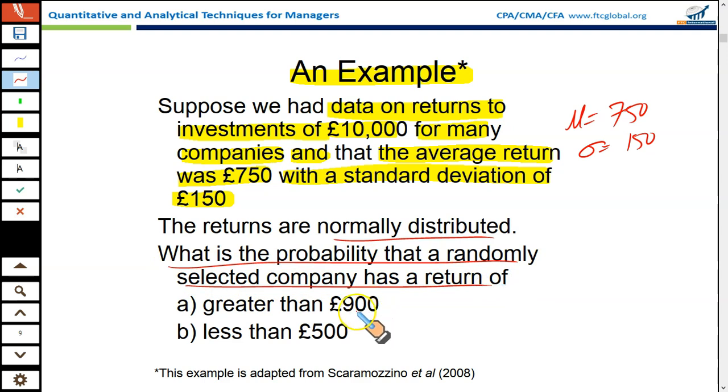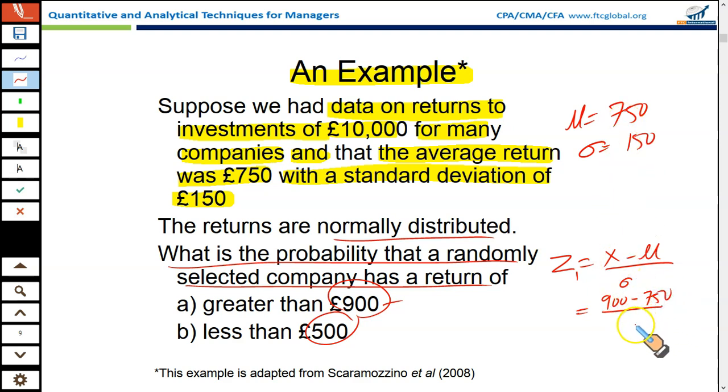We are going to transform this normal distribution into a standard normal distribution. So the first step we do is to use the formula we just saw in the previous slide. Z is equal to X minus mu upon standard deviation. So for this, let's call it Z1: 900 pounds minus 750, that's the mean given above, upon standard deviation 150. So when you simplify, it's 1.